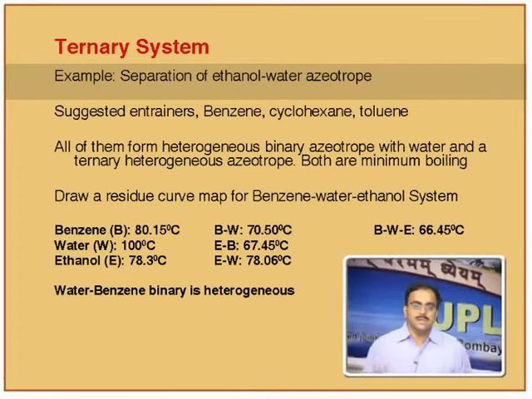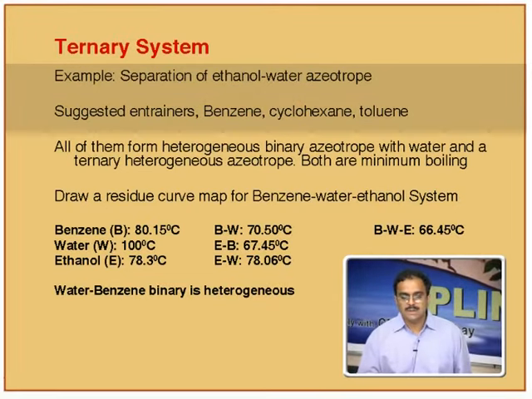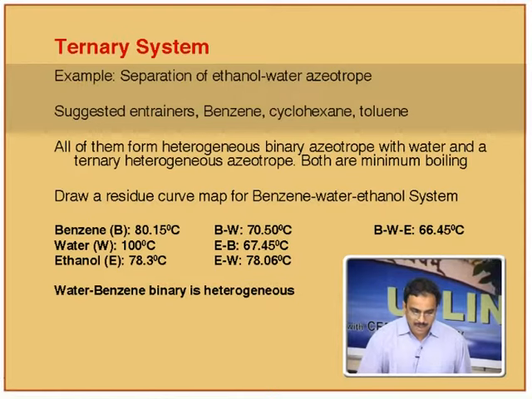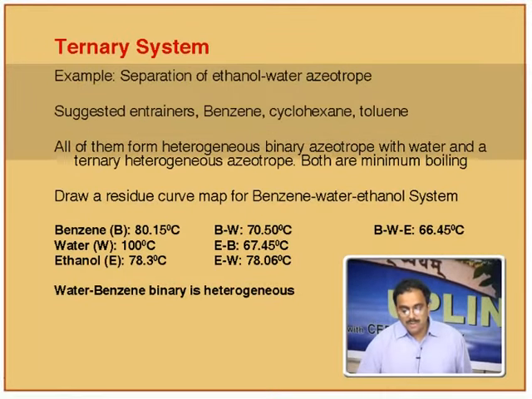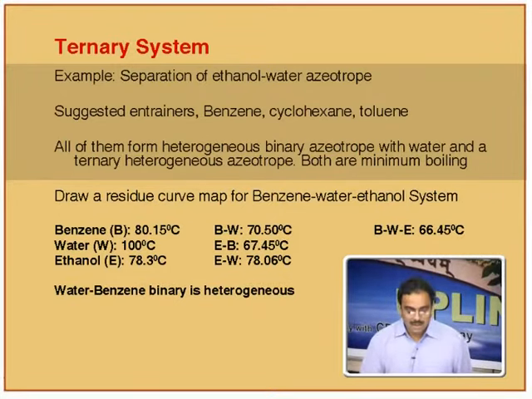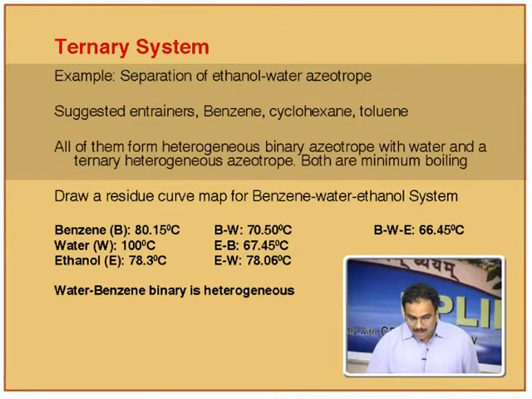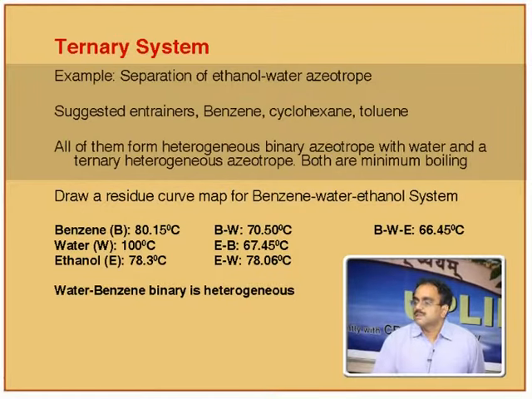I am going to use azeotropic distillation to break this azeotrope, with benzene, cyclohexane or toluene as the entrainer. All of them, benzene, cyclohexane and toluene, form a heterogeneous binary azeotrope with water, and a ternary azeotrope, which is very important, again heterogeneous. And these are both minimum boiling azeotropes.